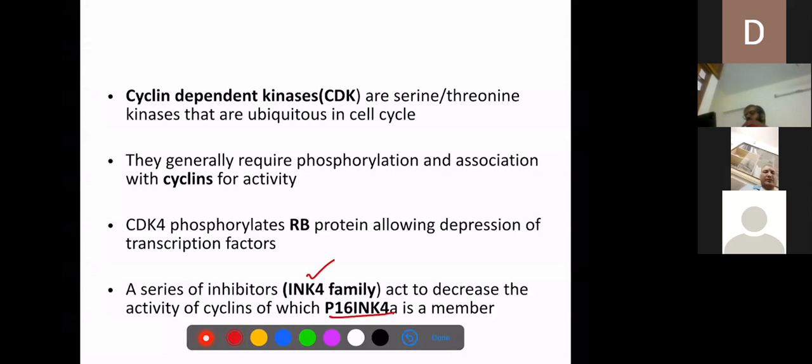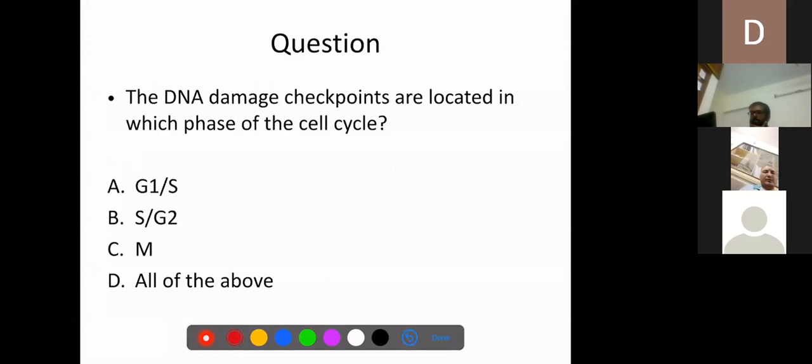The DNA damage checkpoints are located in which phase of the cell cycle? Anyone can answer? Please put forth your answers. It's straightforward, you can try. I'm not asking you. Any more answers?